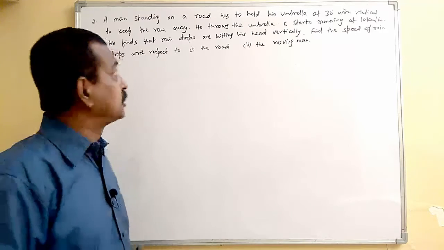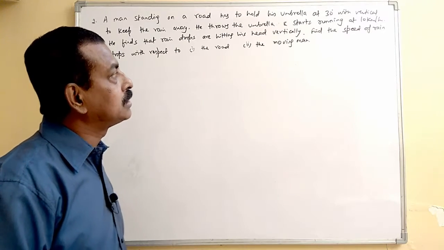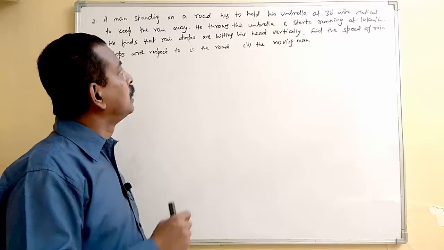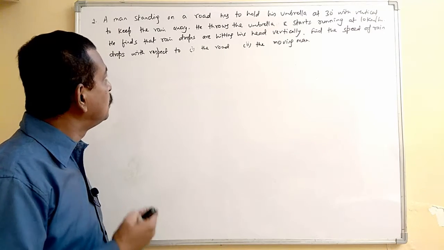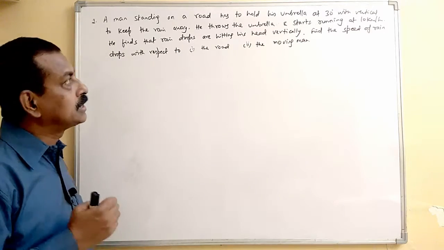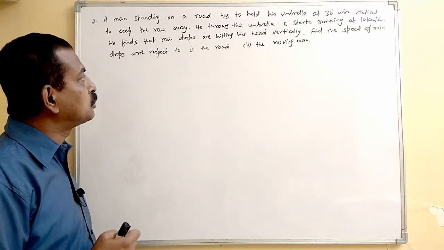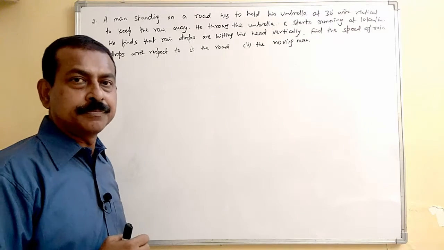Let's take another question. A man is standing on a road, has to hold his umbrella at 30 degrees with vertical to keep the rain away. He throws the umbrella and starts running at 10 km per hour. He finds that the raindrops are hitting his head vertically. Find the speed of the raindrops with respect to, first part, the road, and second, the moving man.